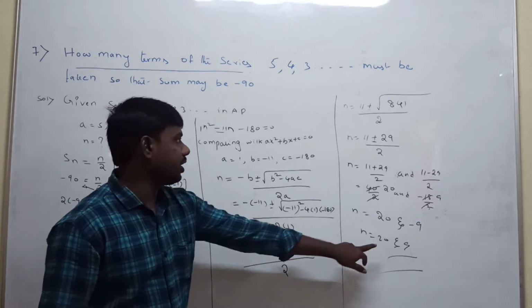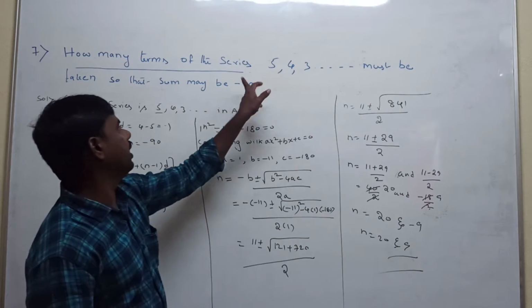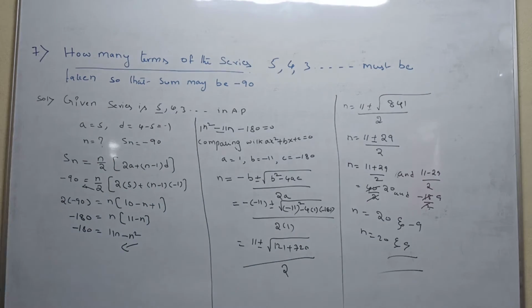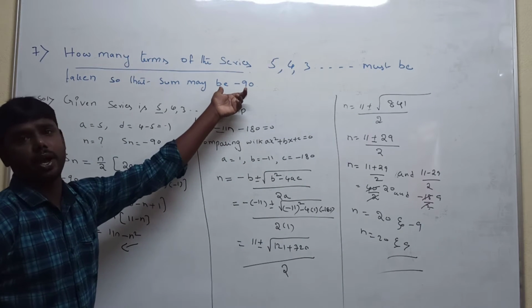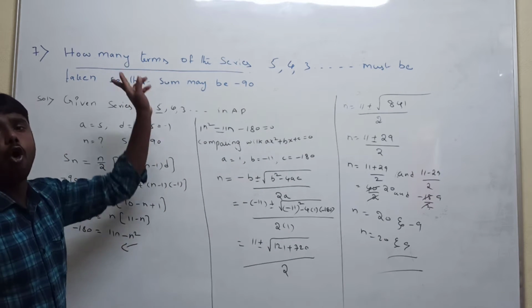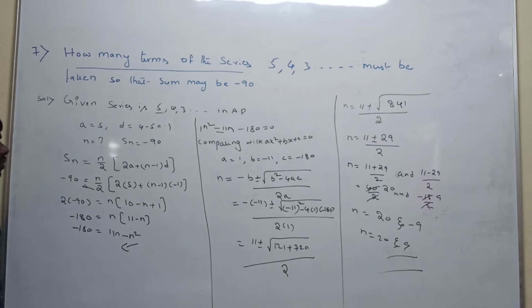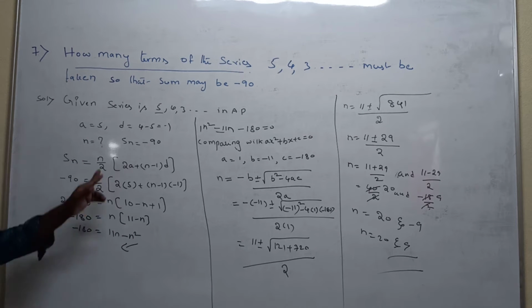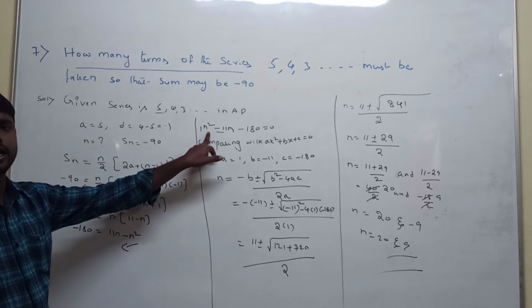Sum of 20 terms value is minus 90, or else sum of 9 terms value is minus 90. These two numbers are possibilities. It is clear what they have given. They have given one sequence and a sum value of minus 90. We need to find how many terms of this series, that means calculate the n value. That's why we apply the formula for the sum of n terms of an arithmetic progression: Sn is equal to n by 2 into 2a plus n minus 1 into d. We apply all the values and finally we got the quadratic equation.